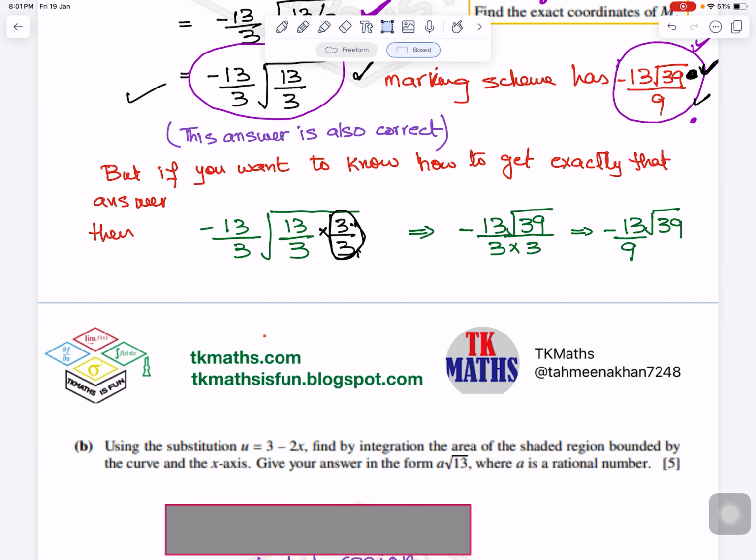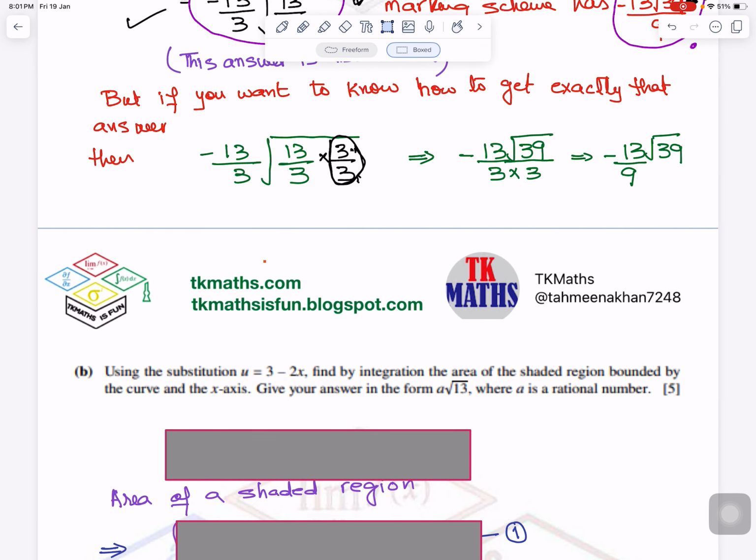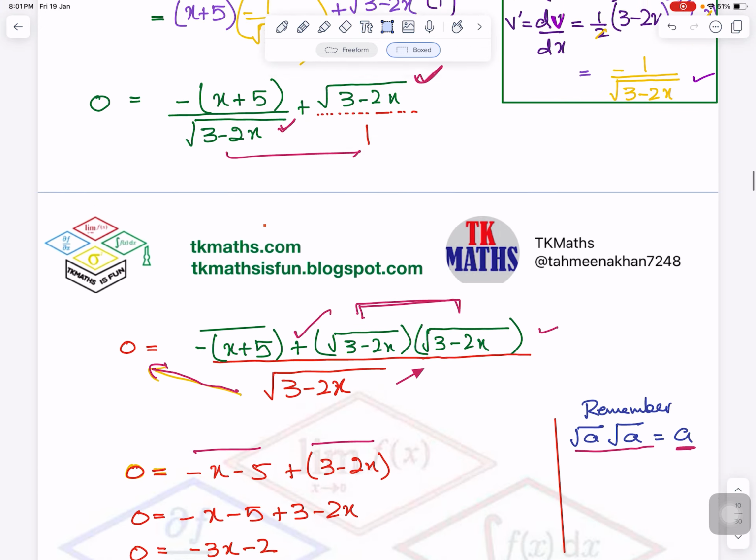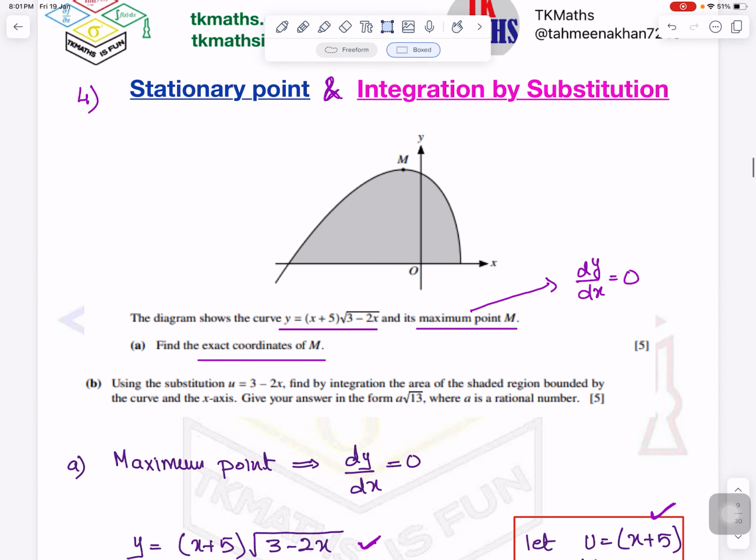Now let's solve part B of the same question. It is saying use the substitution u equals 3 minus 2x, and then integrate to find the area of the shaded region. What was the shaded region? It was here in the diagram. So this shaded region we have to find out by integrating the function. Which function? This function.